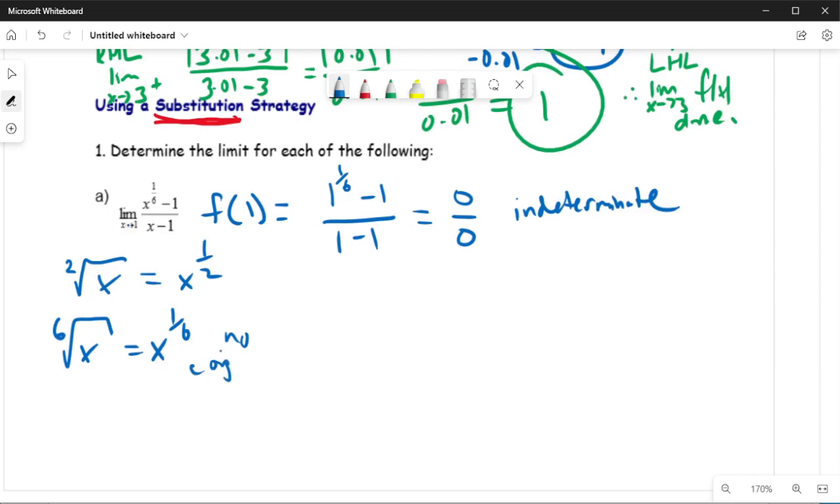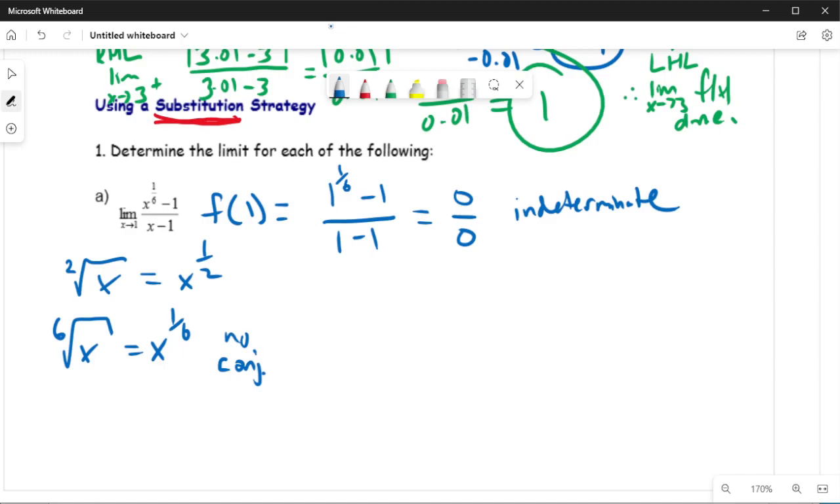In fact, not only do you not have a conjugate for x to the 6th, you don't even have a conjugate for x cubed. The conjugate only works for square root. Don't use it anywhere else. It does not work for anything but square root. The conjugate for cube roots and 4th roots and whatnot is more complicated, and we don't really need to go there. We're going to use a substitution strategy instead.